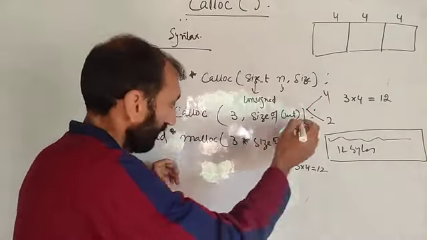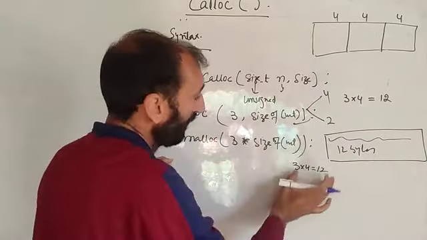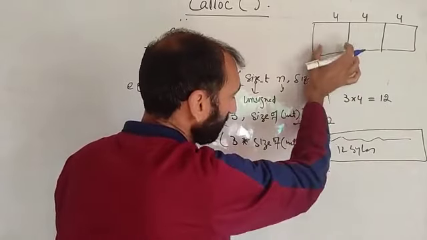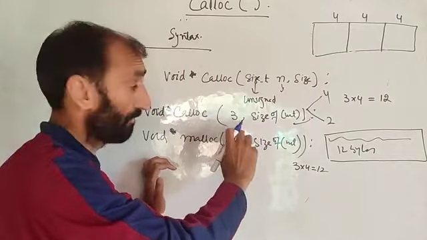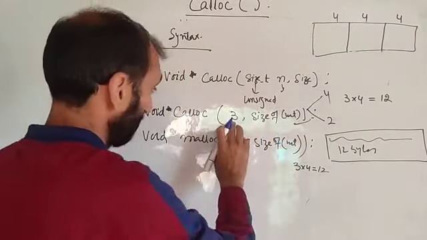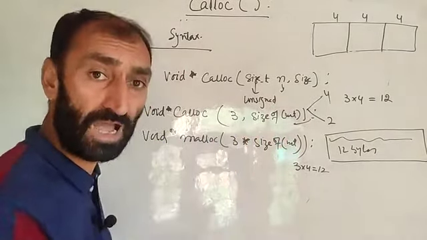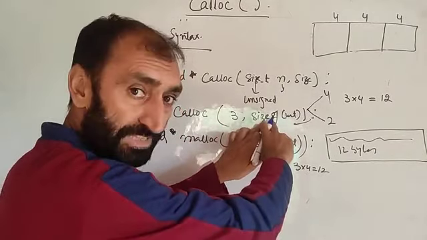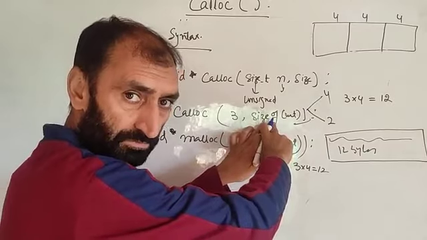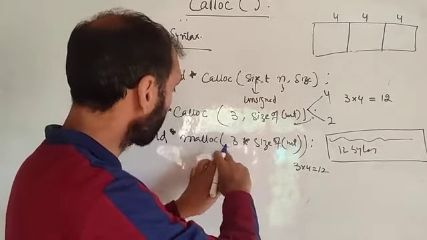But in case of calloc, it will also allocate 12 bytes of memory, but in 3 different blocks, because I have requested 3 blocks here. That is why I have told you it takes 2 arguments. First one is the number of the blocks, and second is the size of each block.